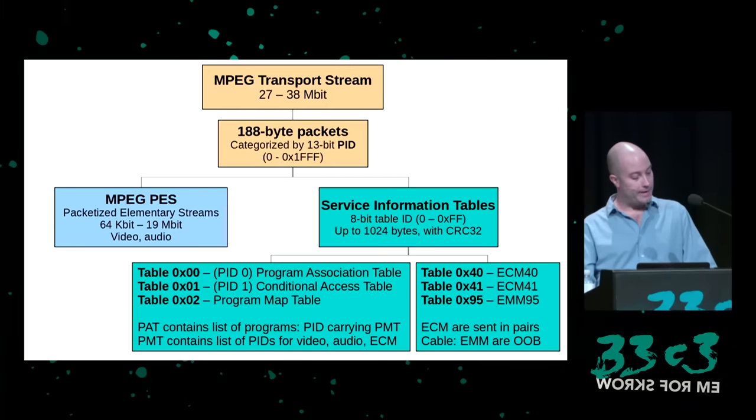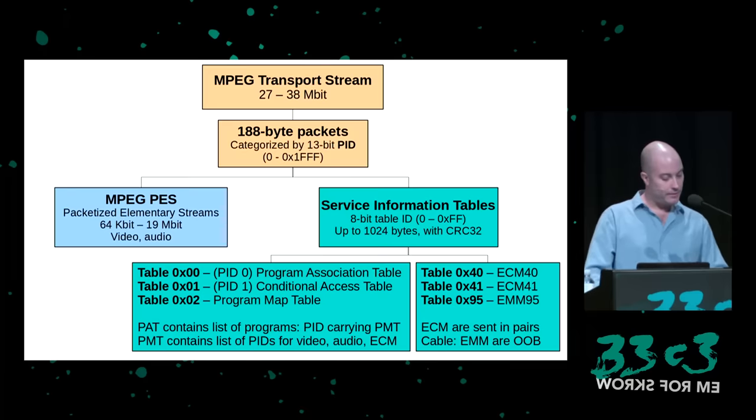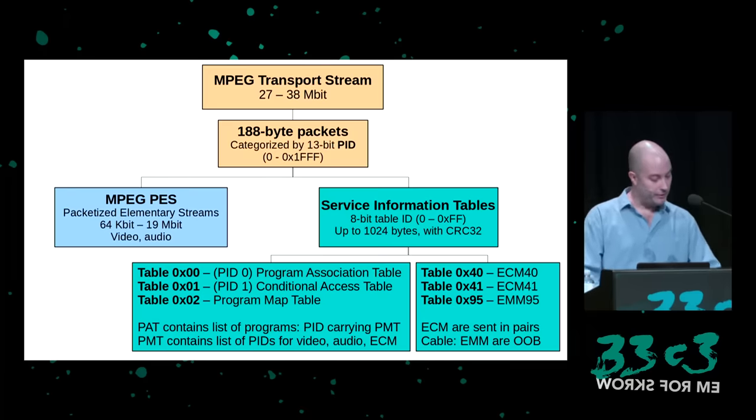On PID 1, there may be one or more conditional access tables, table ID number 1. These tables identify a PID that carries EMMs, entitlement management messages. These messages are used to set access rights for individual set-top boxes. The subscription information, like what channels are available, is carried inside of EMMs.